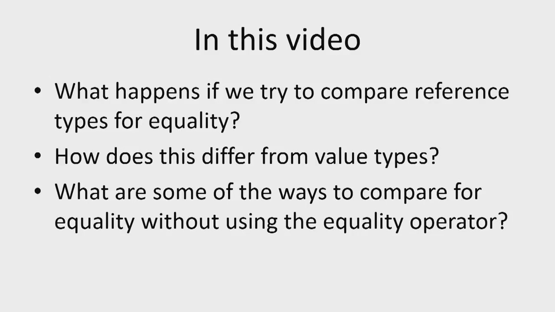In this video, we're going to see what happens if we try to compare variables or values of reference type for equality. We're going to see how this differs from what happens if we try to do the same thing to values of value type. And we're going to look at some of the ways of comparing things for equality without using the equality operator. So let's just jump straight into some code.